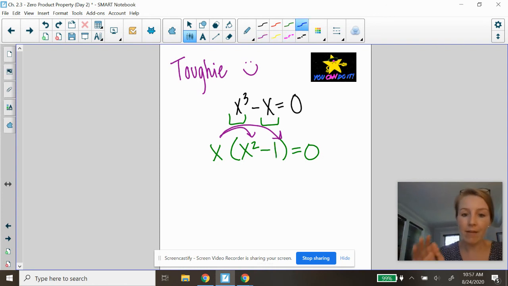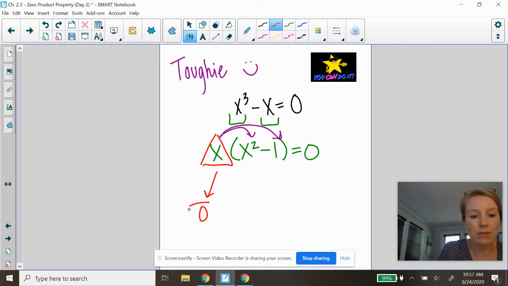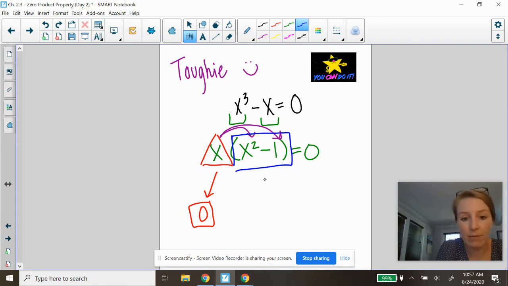All right, so now I have my a times b equals 0, but my b is the part that looks a little bit different. So I think about my red triangle, and I know that this is going to get me an answer of 0, so I feel good about that. My blue box, though, looks a little complicated, but let's go back to what we know. Let's create an equation in order to solve. So I have x squared minus 1 equals 0. All right, we can solve this.